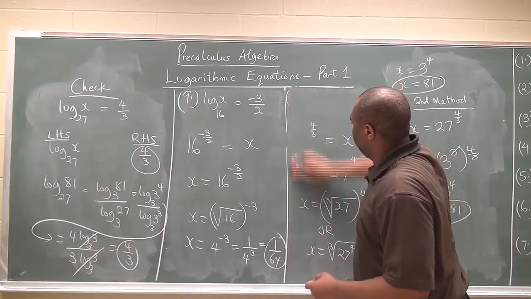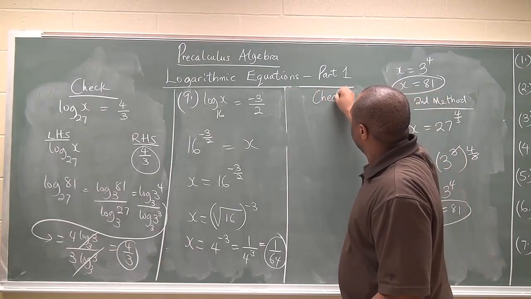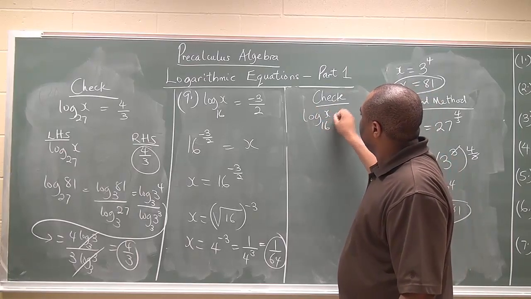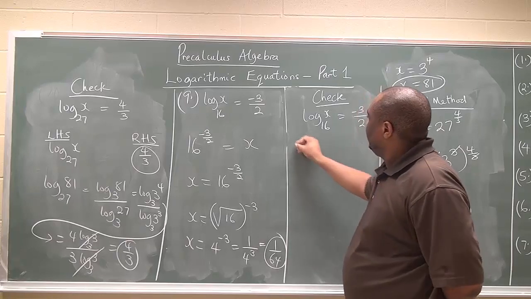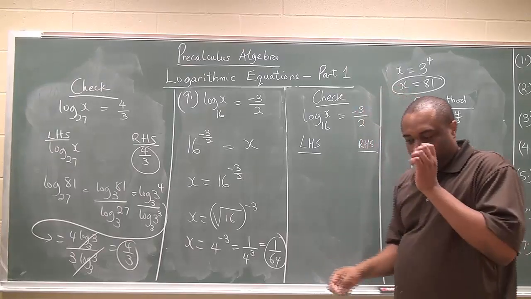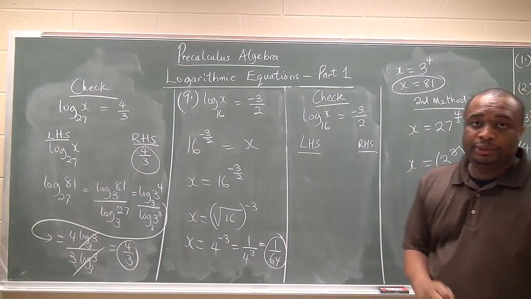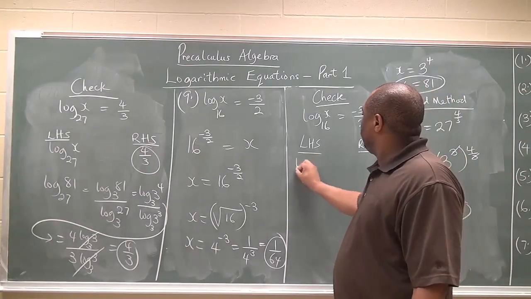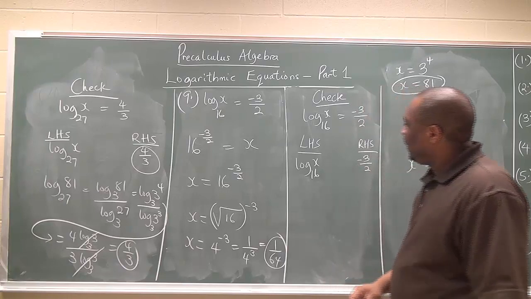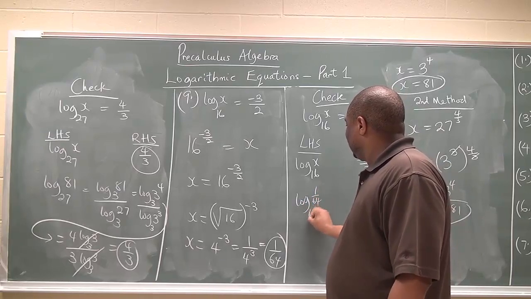Now, how do we check this? We write our check. The main problem, log x base 16 equal to negative 3 over 2. Then our left-hand side, our right-hand side. As I mentioned earlier, you could still solve this another way. So, left-hand side will be equal to log x base 16. Right-hand side is negative 3 over 2. And then, this will be equal to log 1 over 64 base 16.